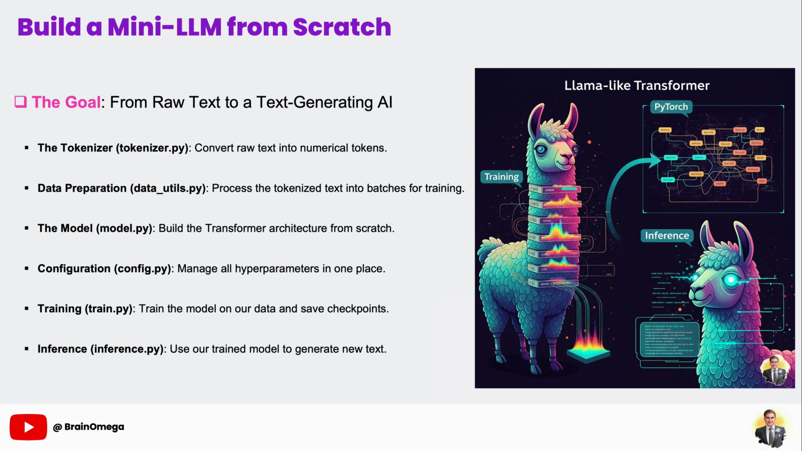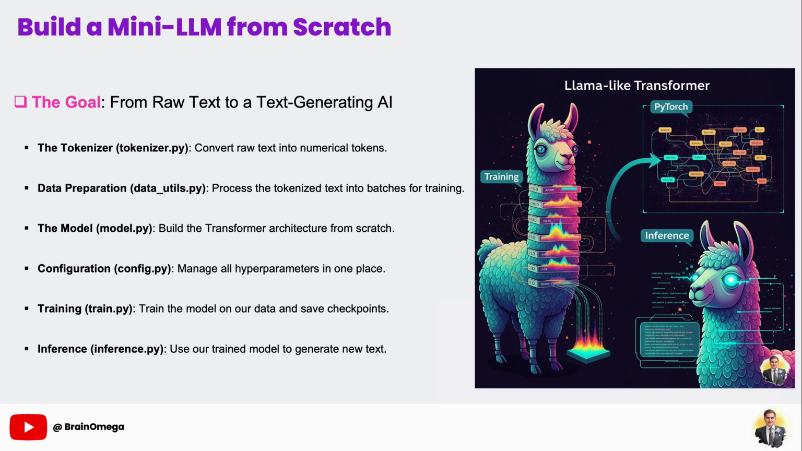In this video, we're not just going to talk about large language models. We are going to build one from the ground up using PyTorch. We'll write every line of code, understand every component, and by the end, you'll have a working mini LLM that you trained yourself. This is a hands-on journey from a blank script to a text-generating AI. So, grab your favorite drink, open up your code editor, and let's get started.